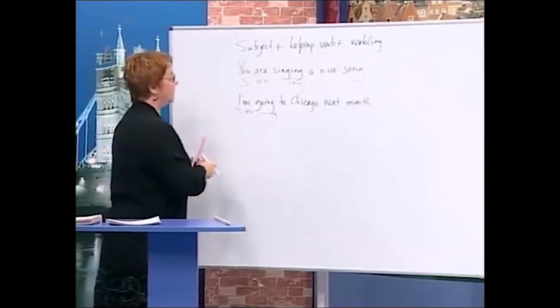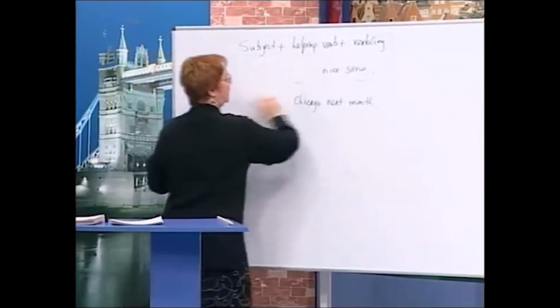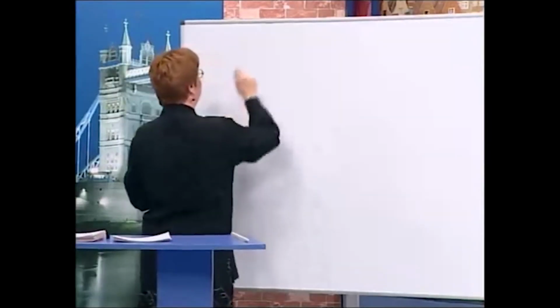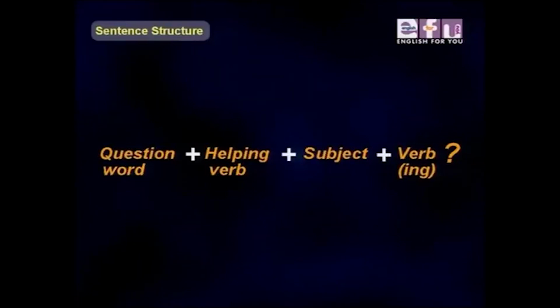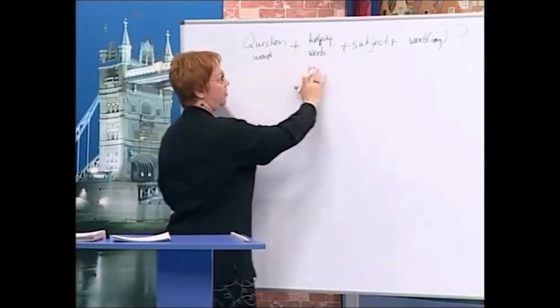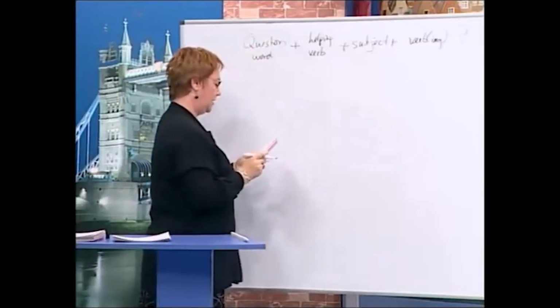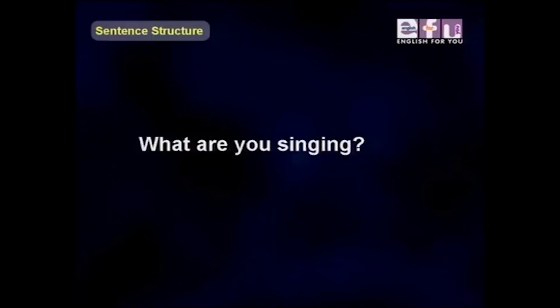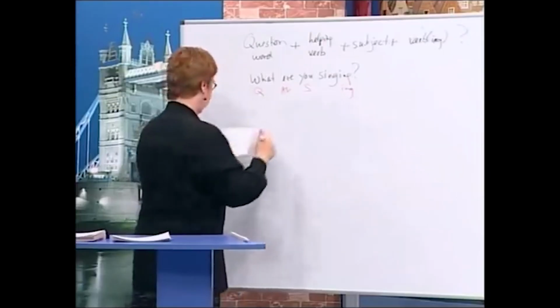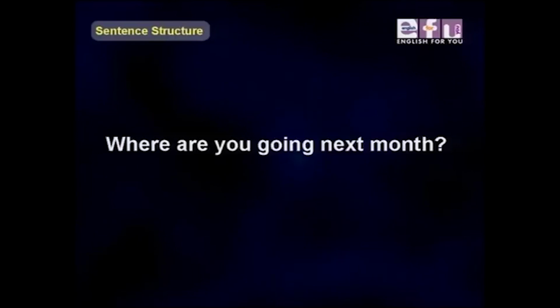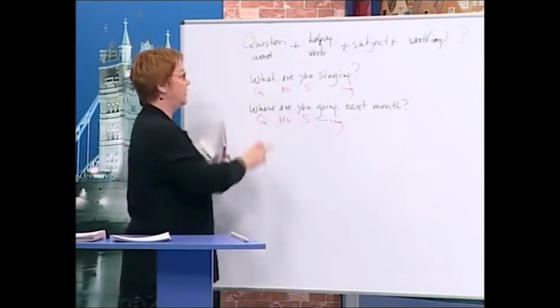Let's look at questions. This changes a little bit. With the continuous, we have the question word plus the helping verb plus the subject plus the ing verb. So here we go. What are you singing? We've got the question word, the helping verb, the subject, and the ing verb. Okay? Here's another one. Where are you going next month? Question word, helping verb, subject, and the ing verb. These are questions with question words.